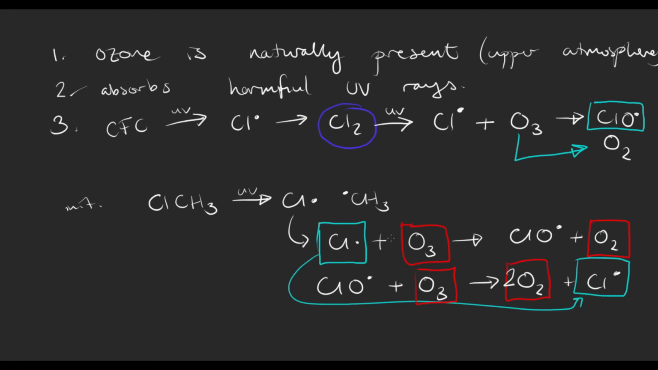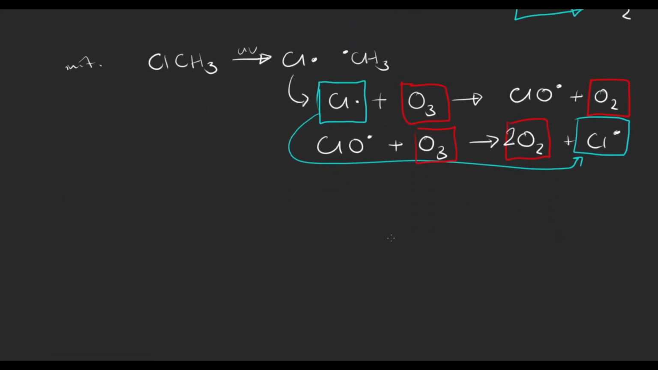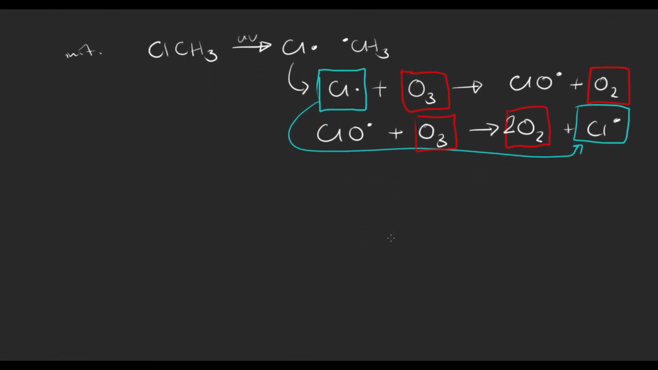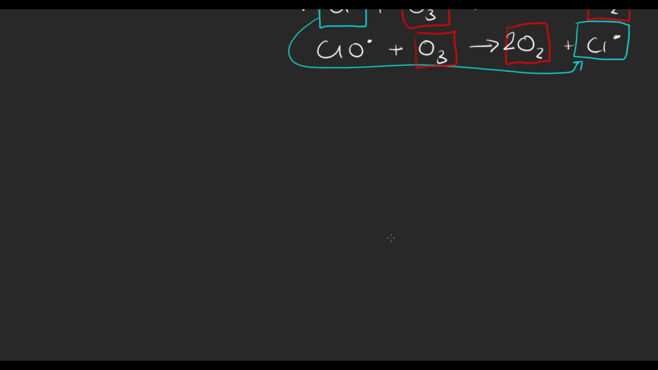So this is a problem, and we've removed this problem by providing alternatives to chlorofluorocarbons for refrigerants. So this now leads us on nicely to talk about some elimination reactions. If we start with something like this, so this is chloroethane.